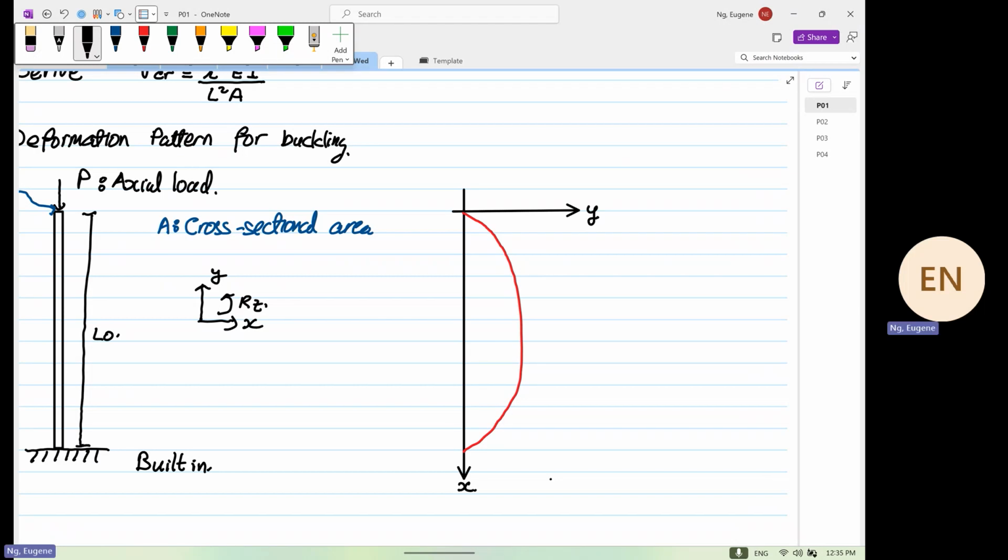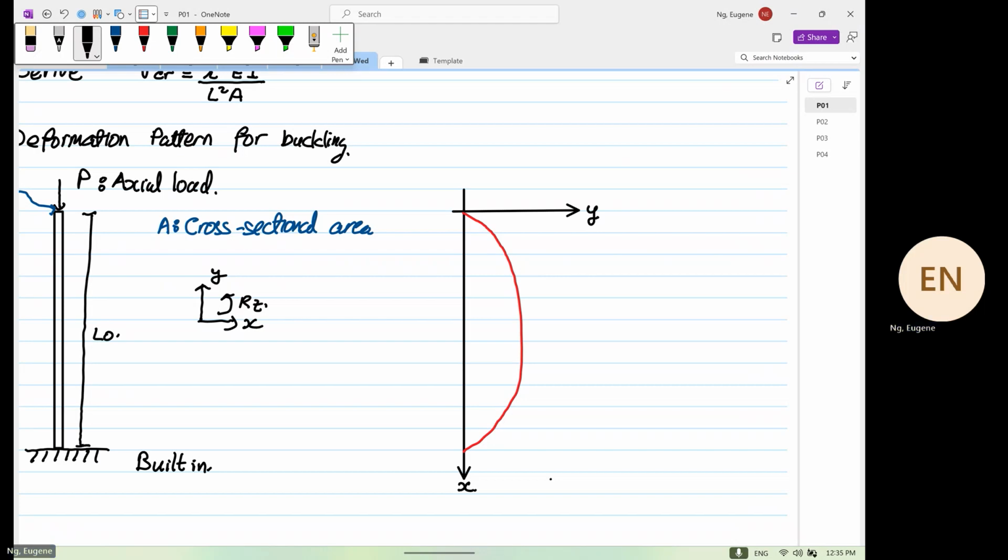I want you to take note of this because later on, we are going to determine which axis buckling occurs. Do not memorize all this. All you need is a long ruler. Are we clear? Okay, all you need is a long ruler.